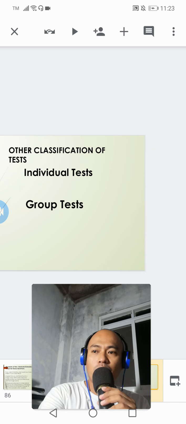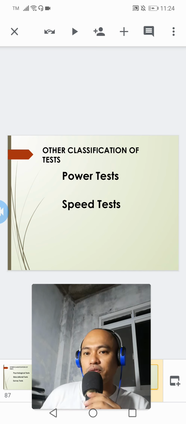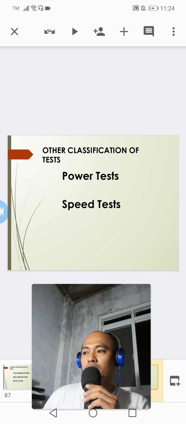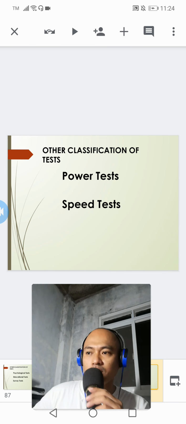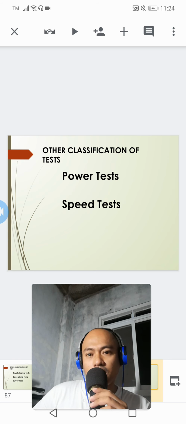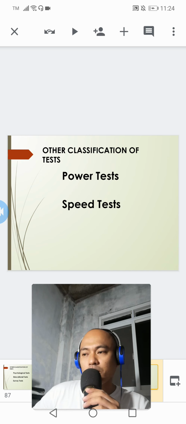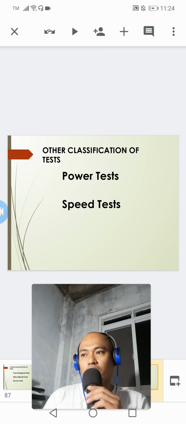We can also have power tests and speed tests. These are also classifications of tests. When we say power test, it was designed to measure the level of performance under sufficient time conditions. It consists of items arranged in order of increasing difficulty. While a speed test is designed to measure the number of items an individual can complete in a given time, and consists of items of approximately the same level of difficulty.